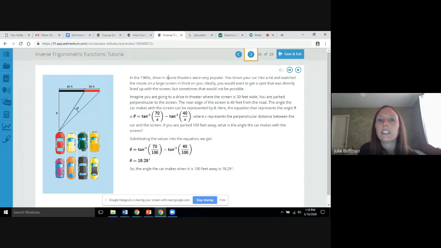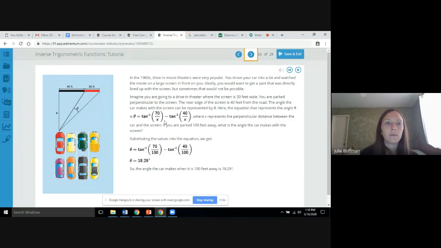So it says in the 1960s, drive-in movie theaters were very popular. You drove your car into a lot and watched the movie. Ideally, you would want to get a spot that's directly lined up with the screen, but sometimes that's not possible. Imagine you're going to a drive-in theater where the screen is 30 feet wide. You're parked perpendicular to the screen, so you're making a right angle with the screen, but the near edge of the screen is 40 feet from the road. The angle the car makes with the screen can be represented by theta. Here, the equation represents theta.